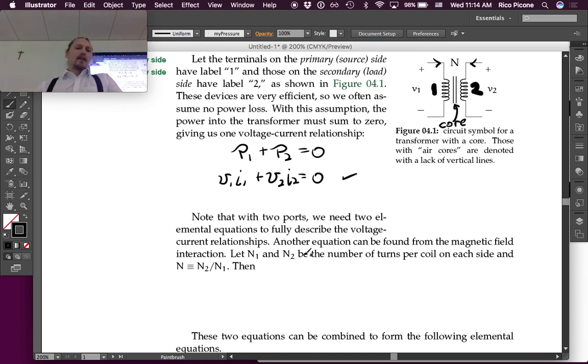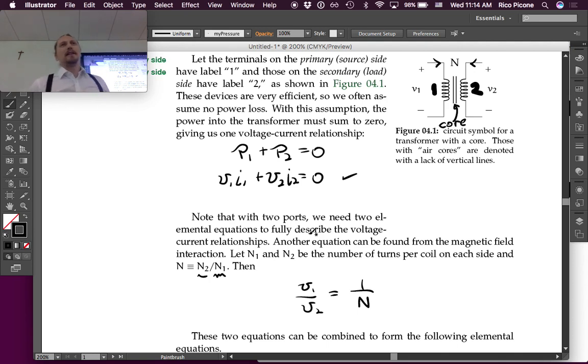So, this relationship is a pretty simple relationship. V1 over V2 is equal to 1 over N, where N is the ratio of the number of turns in the coil on the secondary side to the number of turns in the coil on the primary side, which is surprisingly simple. So it is mostly dependent on the number of turns in the coil.